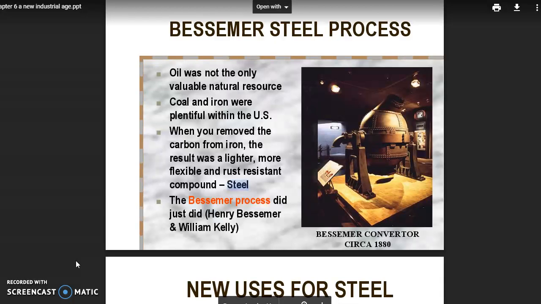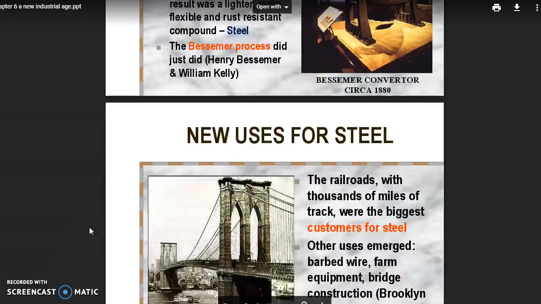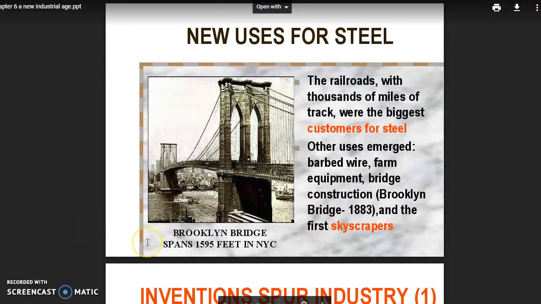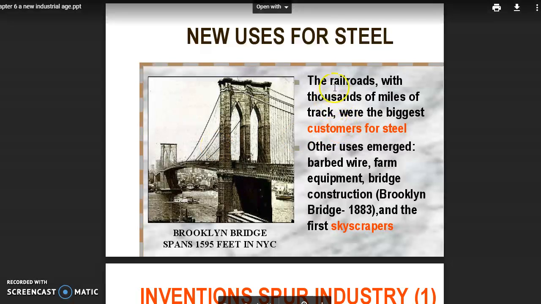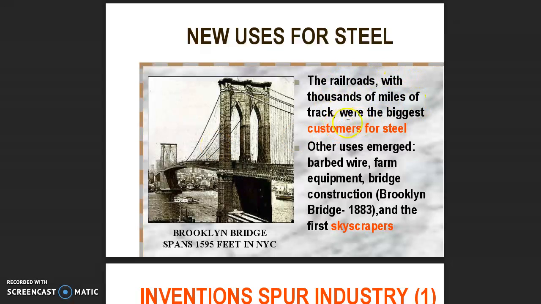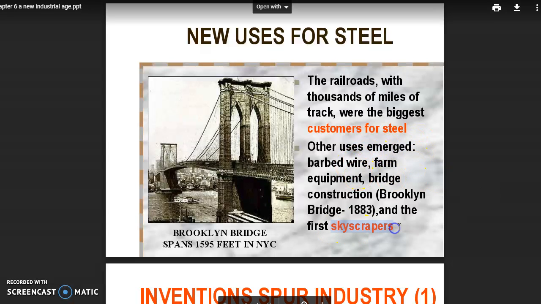Question number 4 is asking, what are 2 new uses for this steel that we developed? If you take a look on this slide, you see right here in the picture on the left, a bridge. This is one of the uses that we came up with for steel. Railroads with thousands of miles of track were the biggest customers of steel. You can also write down for number 4, bridges, railroad tracks, and other things that came out of this: barbed wire, farm equipment, skyscrapers. Write down 2 of those for number 4, please.